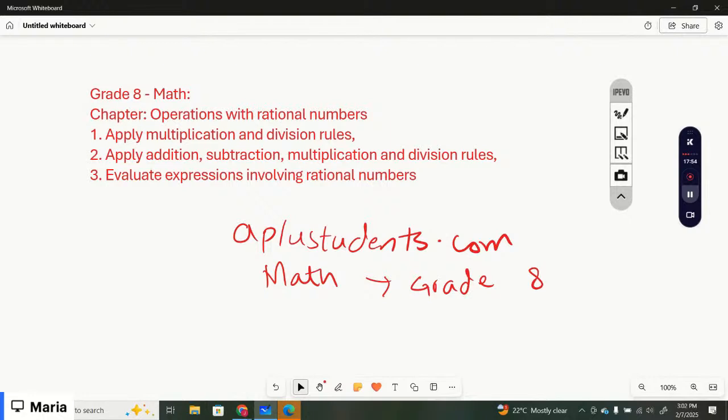There you can find a list of the chapters. We're going to start with the chapter operations with rational numbers. The lessons we're going to cover today are apply multiplication and division rules, apply addition, subtraction, multiplication, and division rules, evaluate expressions involving rational numbers.